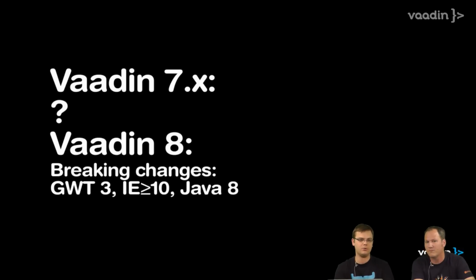We're going to drop support for older versions of IE, so only 10 and above. The point is that we want access to HTML5 features, and IE 10 is pretty decent in that case. We will also probably drop support for older versions of Java, because GWT 3 is going to move to Java 8. Okay, so enough of the slides.